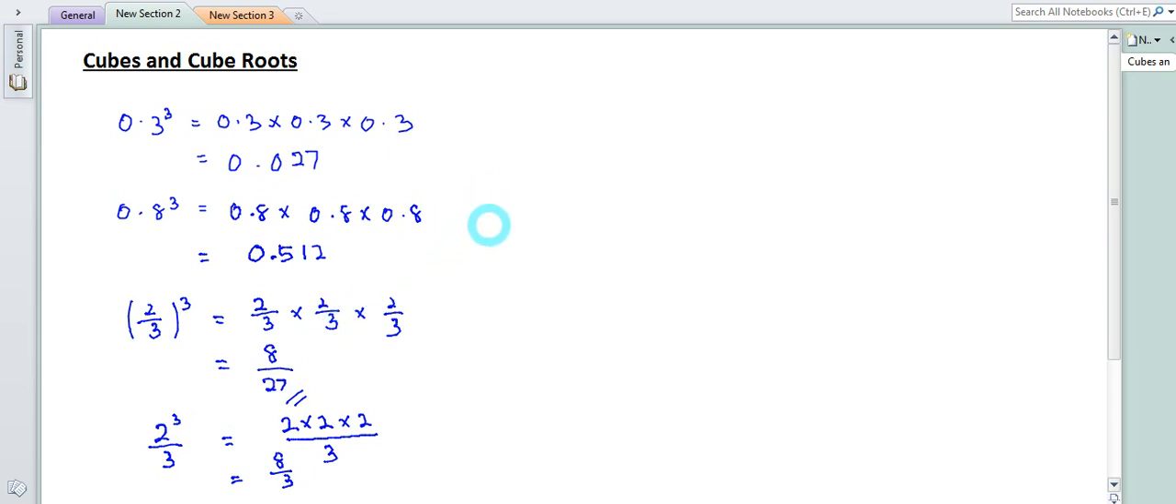And another one, if the fraction is a mixed number, for example, you have 1 and 2 over 3, okay, cubed. You cannot do it this way. Some students will do this way: 1 to the power of 3, you get 1. 2 to the power of 3, you get 8. And 3 to the power of 3, you get 27. No, this is not correct.